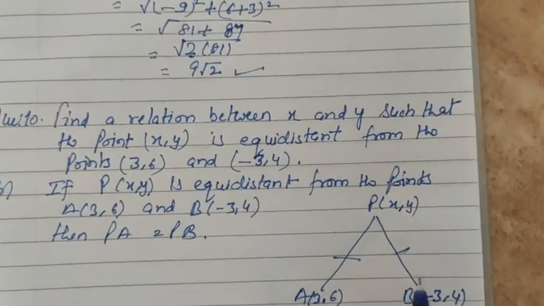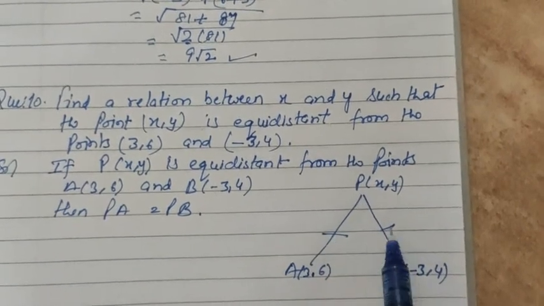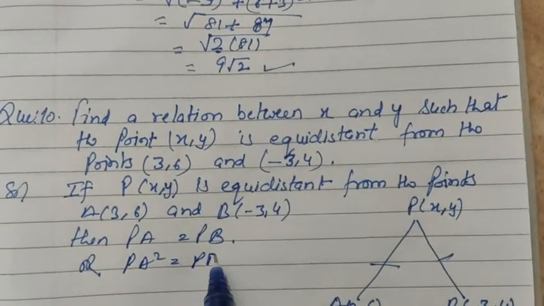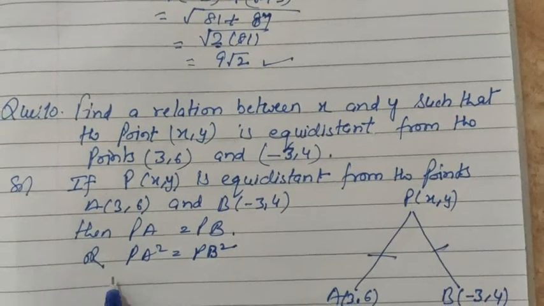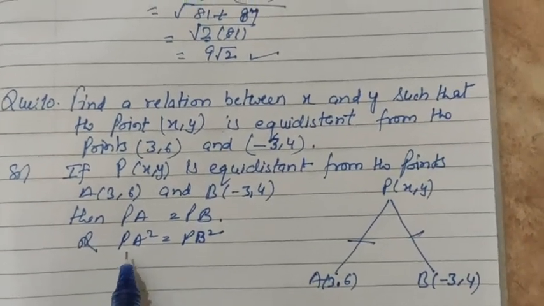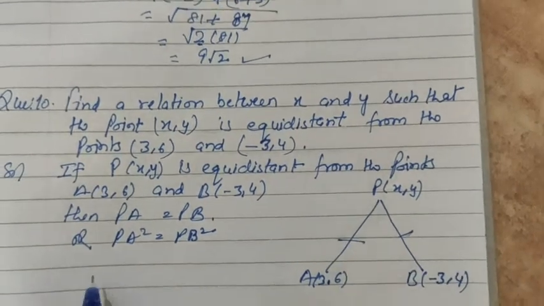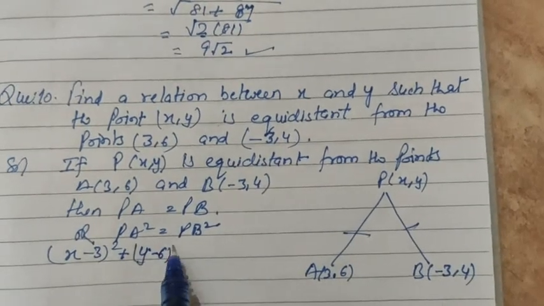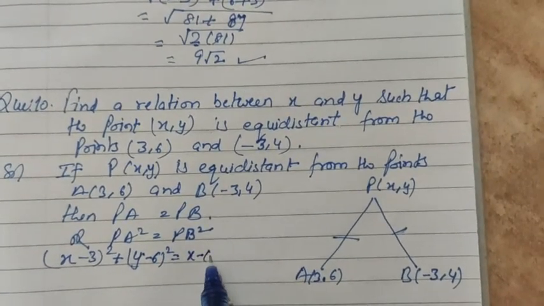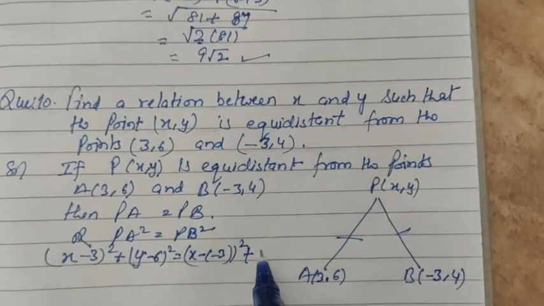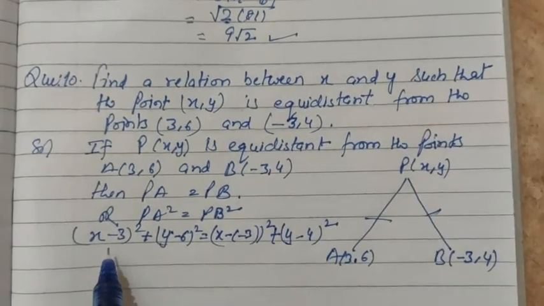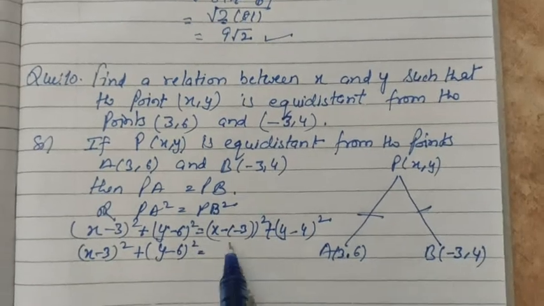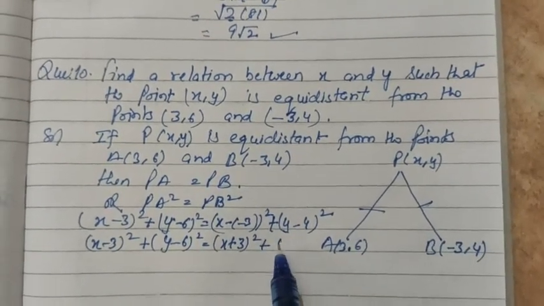P is equidistant from these two points, so PA equals PB. We can square both sides, so PA square equals PB square. Now apply the distance formula. PA square will be x minus 3 whole square plus y minus 6 whole square. On the right hand side we will have x minus of minus 3 whole square plus y minus 4 whole square. So the left side remains x minus 3 square plus y minus 6 square, and the right becomes x plus 3 square plus y minus 4 square.